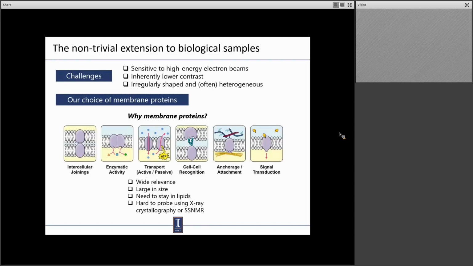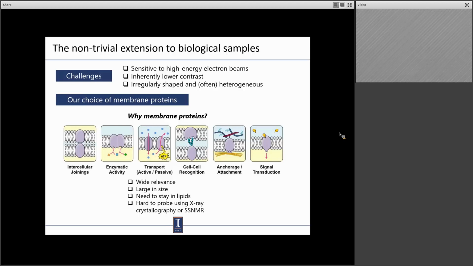And I'd like to re-emphasize this extension from artificial materials to biological systems is actually a big jump. Proteins are more sensitive to the imaging electron beam. They are composed of low atomic weight elements such as carbon, hydrogen, sulfur, so the inherent TEM contrast is lower. And more importantly, they tend to be very irregular in their shape and surface chemistry.